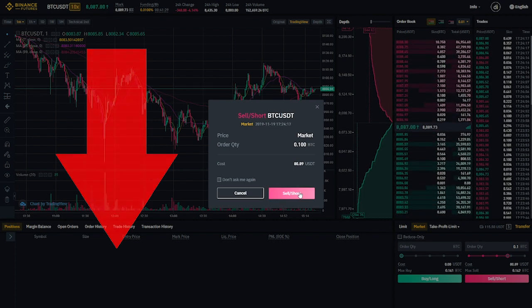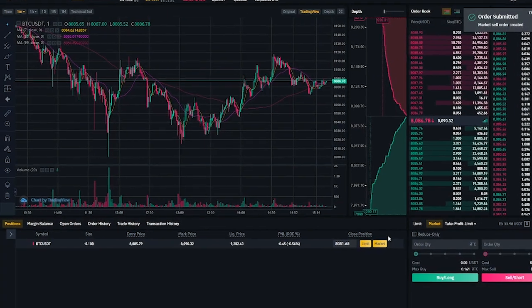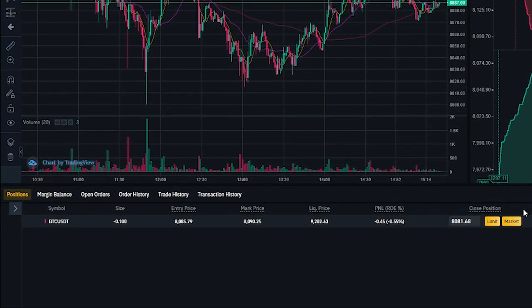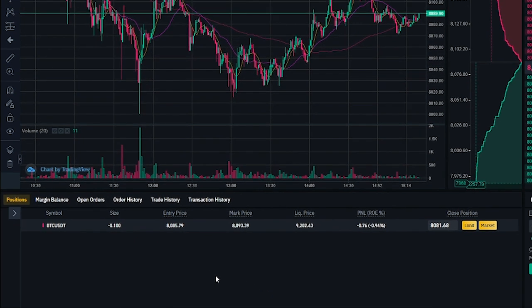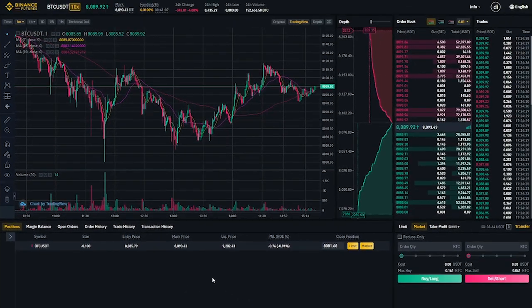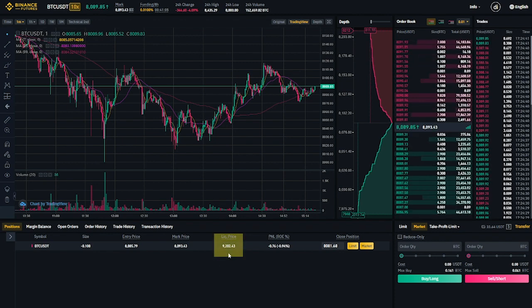Here, we have opened a short position of 0.1 Bitcoin using leverage of 10 times. As you can see, the actual cost is 10 times smaller than the position size. As soon as your position is opened, you will be able to monitor its performance from this section on the bottom of the screen. As you can also see on the position tracker above, there is a liquidation price. This is the price that, if reached, will see your position liquidated because of insufficient margin.